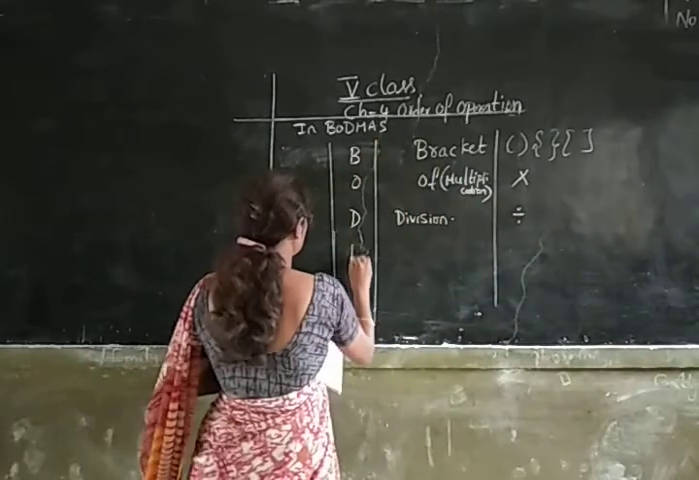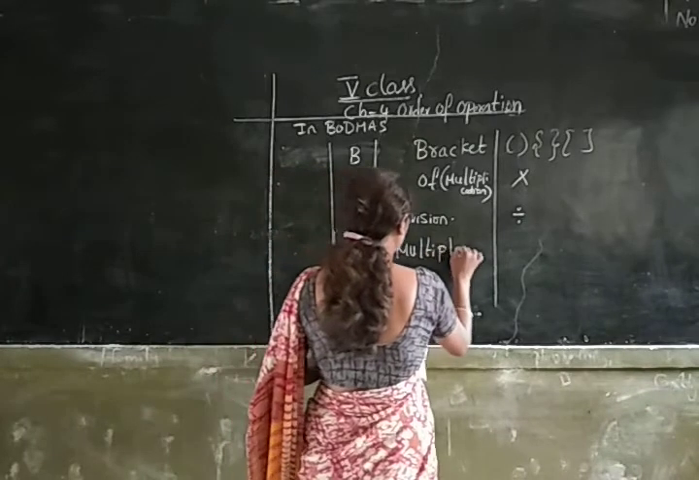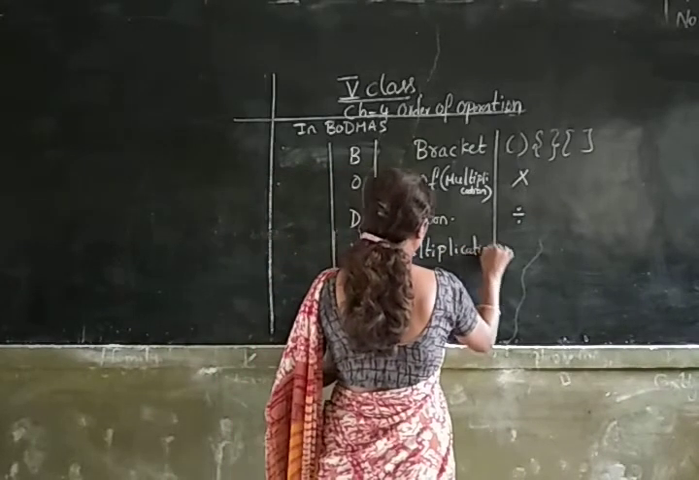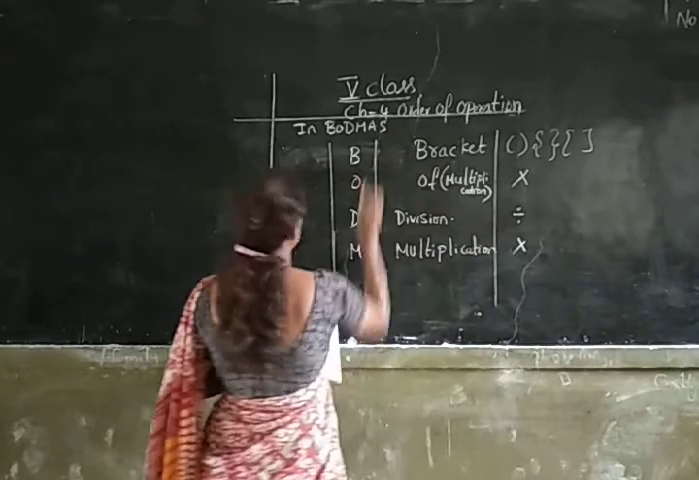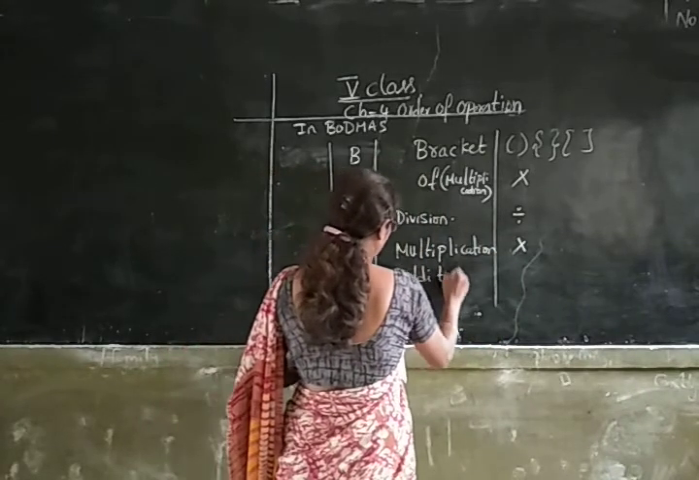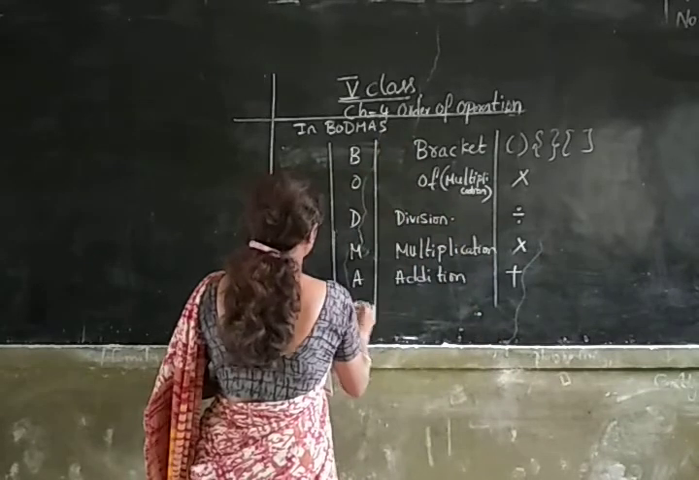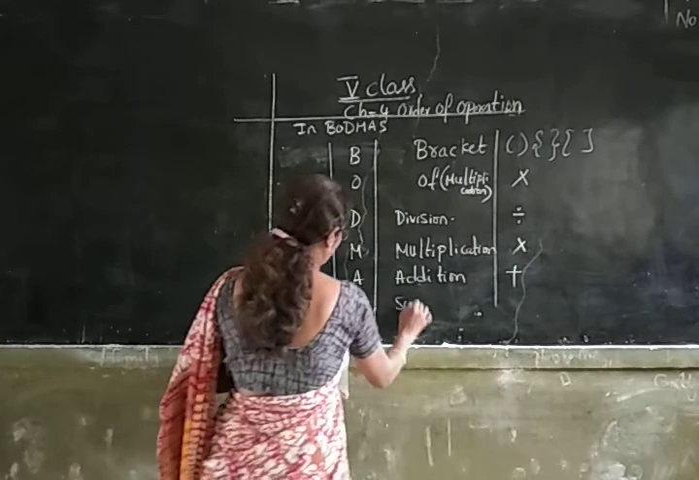And M means multiplication. A means addition. And S means subtraction.